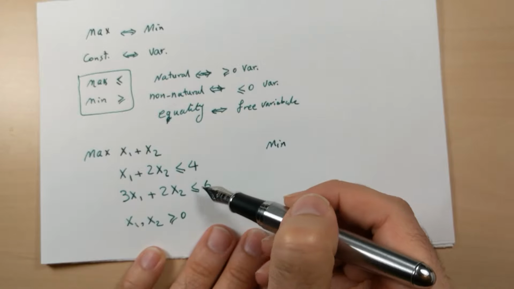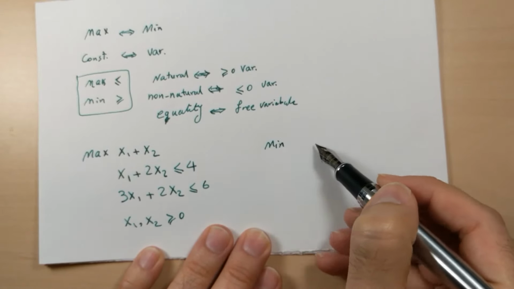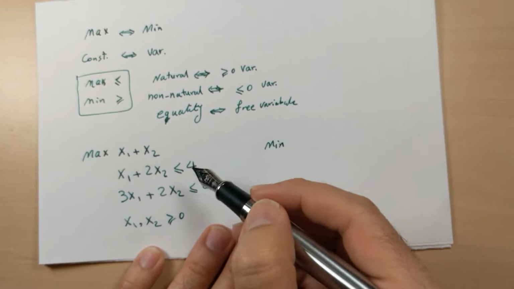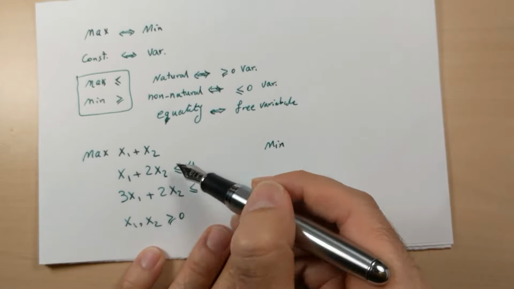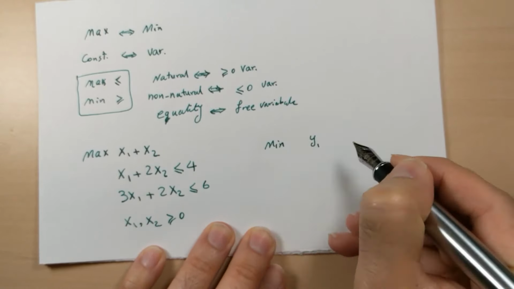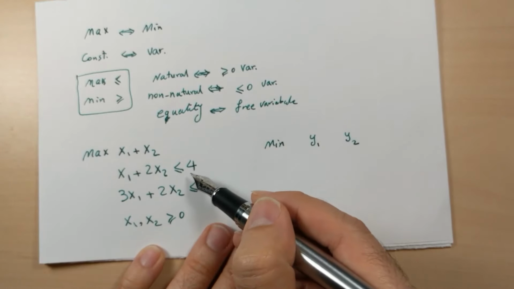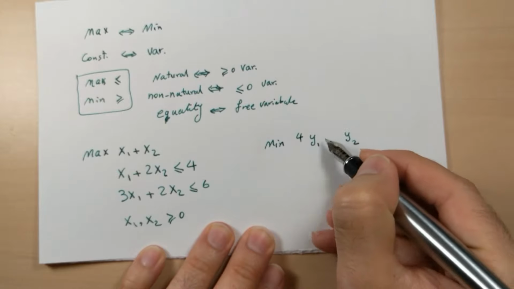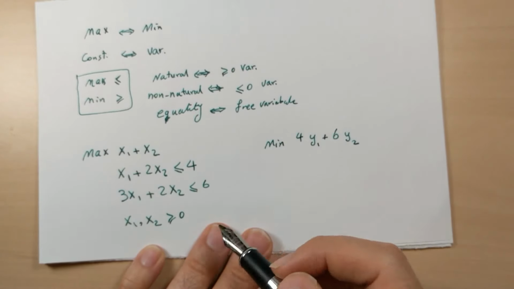The right hand side of the primal problem will be the objective function coefficients of the dual problem. We have y1 for constraint 1, y2 for constraint 2. So two variables, y1 and y2. The right hand side of the primal problem are the objective function coefficients of the dual problem.